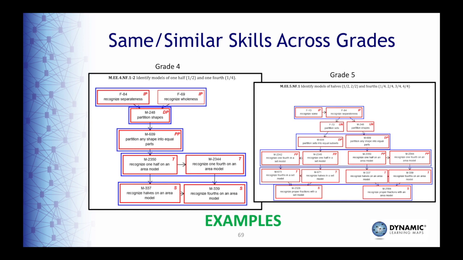Earlier in the presentation, the point was made that sometimes the same or similar linkage level skills appear for multiple essential elements. This is true not only among essential elements for the same grade, but across grades as well. Shown here in these examples for grades 4 and 5, 7 of the linkage level skills appear on both mini-maps, since both the grade 4 and grade 5 essential elements pertain to fractions. For example, notice how recognize separateness is an initial precursor skill for both essential elements, and then recognize one half on an area model is a target level skill for grade 4, but a proximal precursor skill for grade 5.